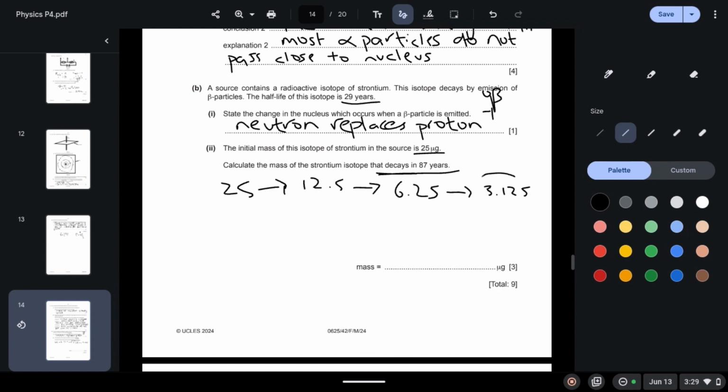So this is the mass remaining after 3 half-lives. So how much has decayed? 25 minus 3.125. So this gives us, rounded off, 22 micrograms.